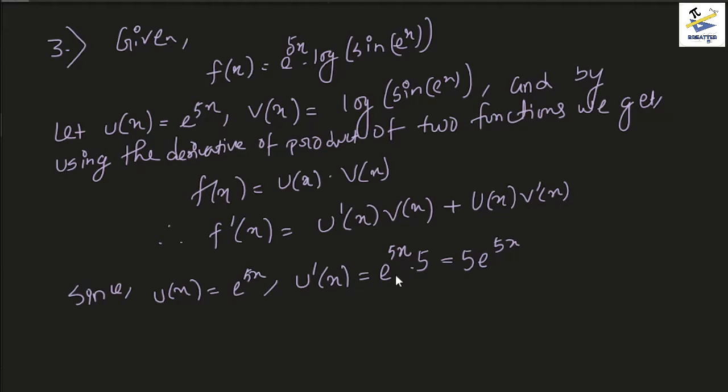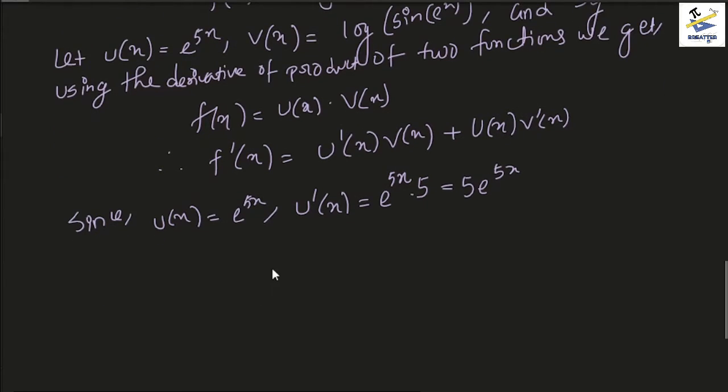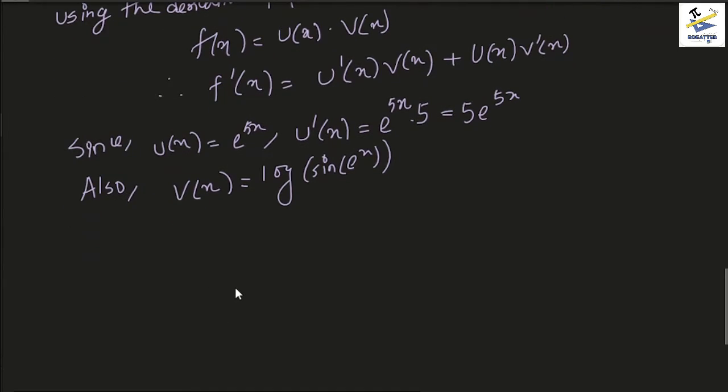Now for v of x things are a bit different. Also, v of x equals log of sine of e to the power x. So it's a triple layered function, right? Let us do that in a more systematic manner. I'll show you how to do it using the chain rule only, and not using the fact that we first do a log, then a sine, and then an exponential, okay?